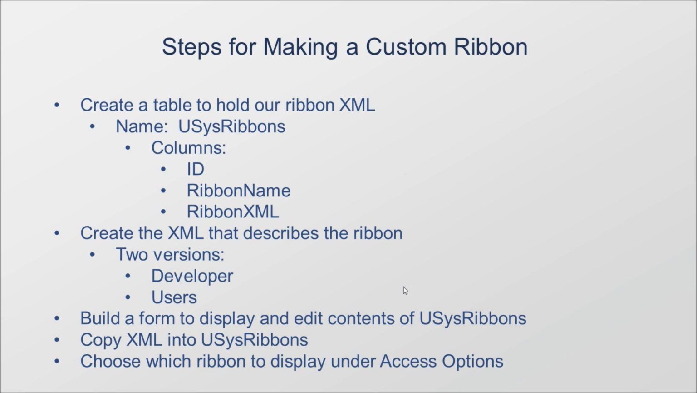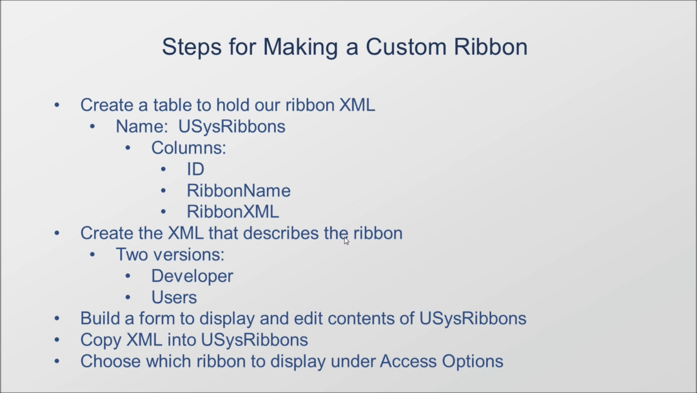Now, the steps we're going to follow is we're going to build a table to hold our ribbon XML. And there are some particulars about that Microsoft gives to us. It has to have a particular name, Uses Ribbons, and it has to have at least these three columns in it. And we'll look at those in design mode in just a minute.